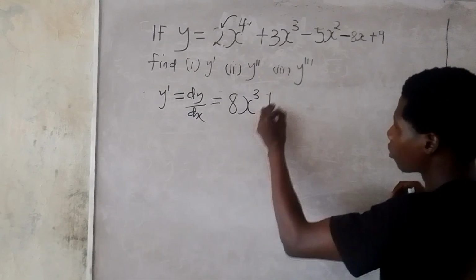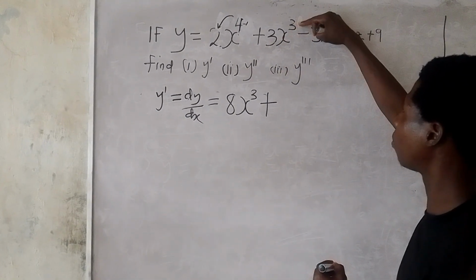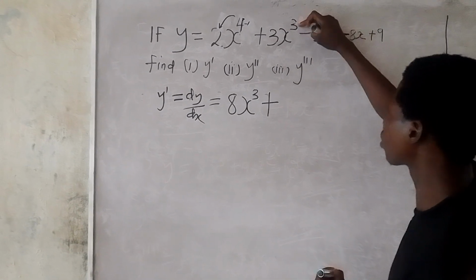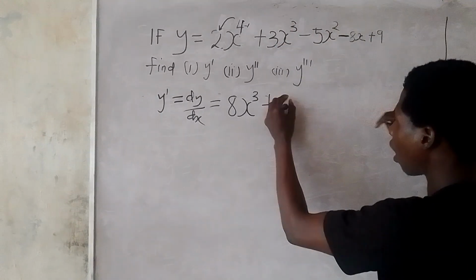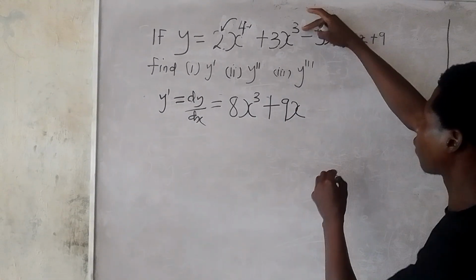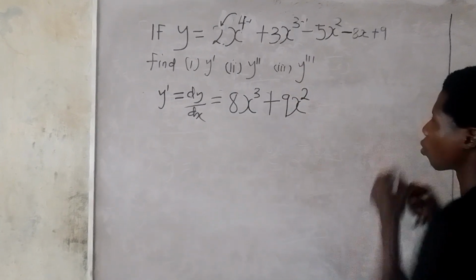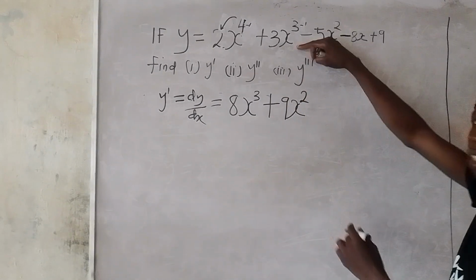Okay, you can proceed now to the next term. You can see that the coefficient here is 3 and the power here is 3. So this 3 multiplied by this 3, you have 9. Then this is your x. Then subtract 1 from the power, which is 3 minus 1, so here will now be 2. You have already differentiated this term.